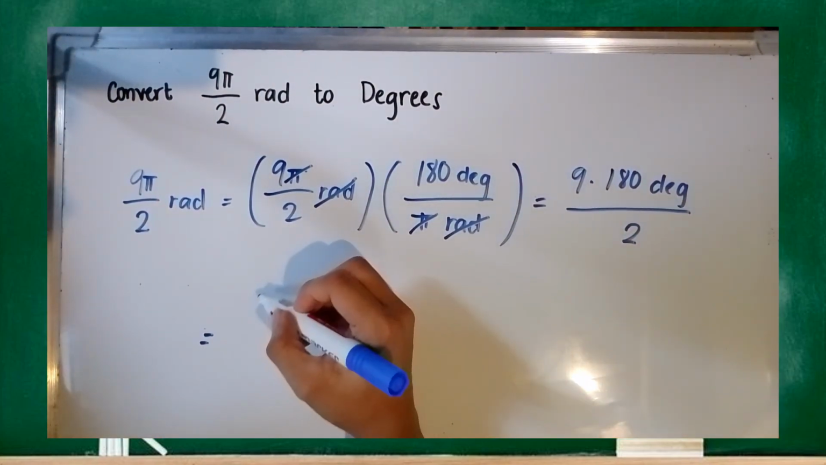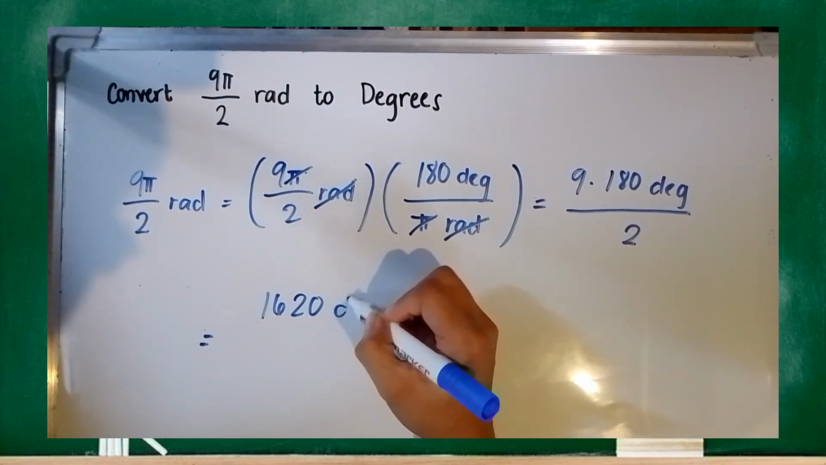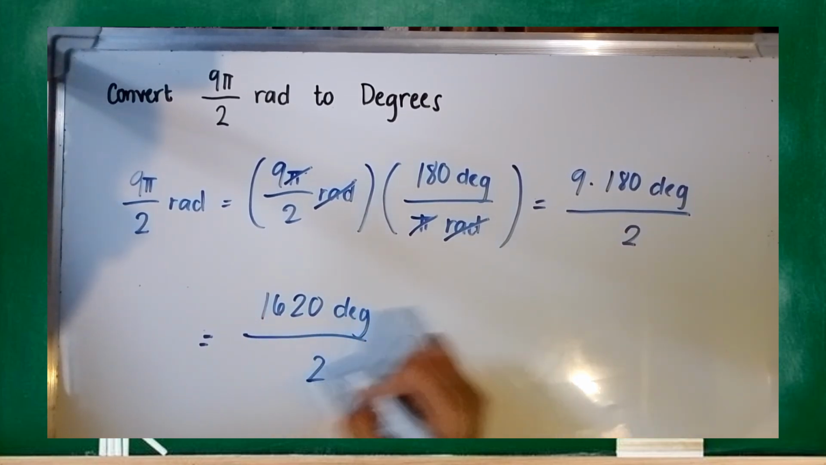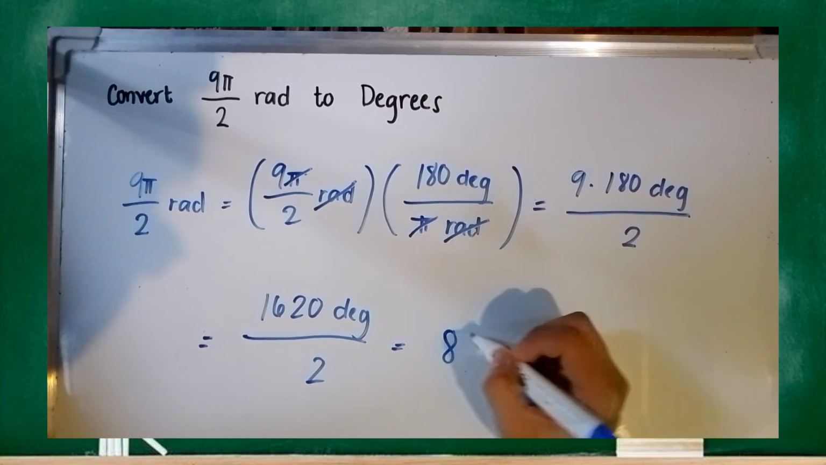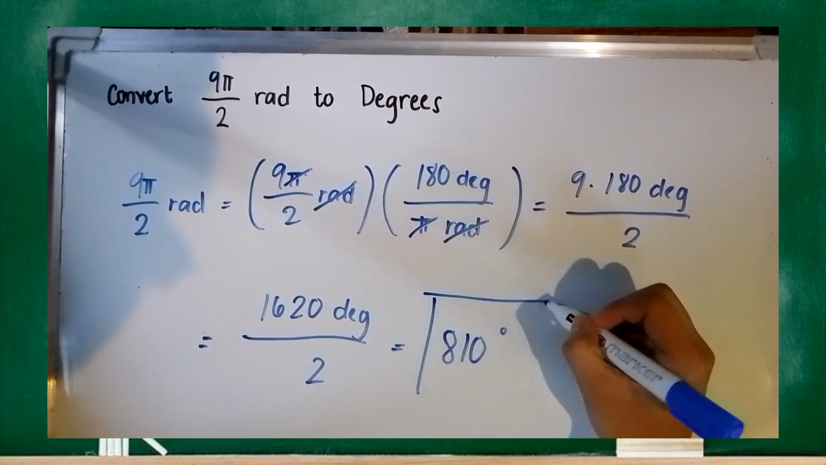Multiply 9 times 180, which is equal to 1620 degrees. Divide 1620 by 2, and we should have 810 degrees. So 9 pi over 2 radians is 810 degrees.